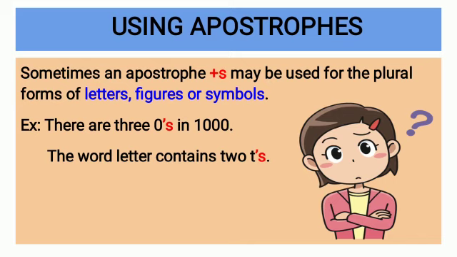You know, sometimes the apostrophe with s is used for the plural forms of letters, figures, and symbols. See the examples here. There are 3 zeros in 1000. Here we use the apostrophe for the figures. The word letter contains two t's. We use the apostrophe for letters also. So, the apostrophe is not only used to show possession, it is also used for the plural forms of letters, figures and symbols.